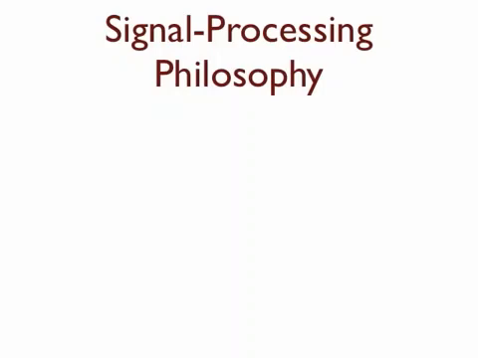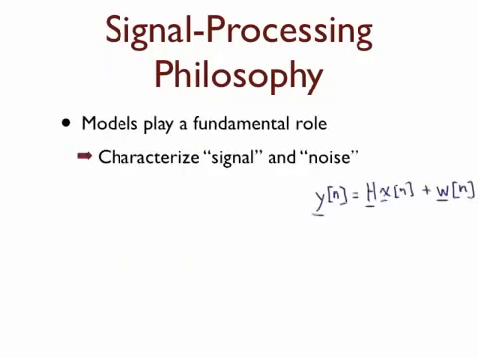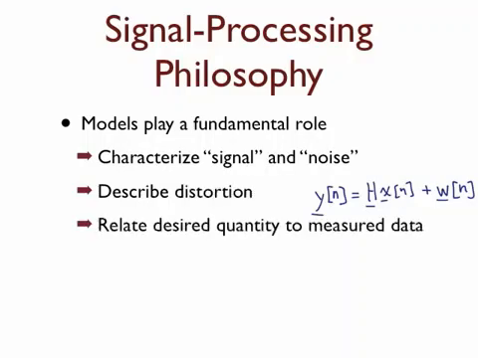Now, the philosophy of signal processing is driven by the use of models. Models play an absolutely fundamental role. So when we're trying to distinguish signal from noise, differentiate those things and separate them, that's done using a model for what we think the signal is and what we think the noise is. So when I just described the electrocardiogram, I said that the electrical activity of the heart should be varying in a smooth manner with respect to time.